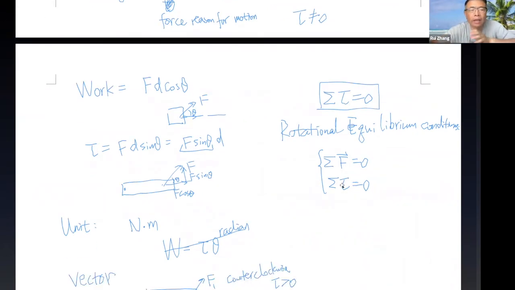Again, these are the principles we have in this chapter. In solving problems, we use them again and again in different settings. You may have different torques in different problems, but at the end of the day, you're checking for these two equilibrium conditions.